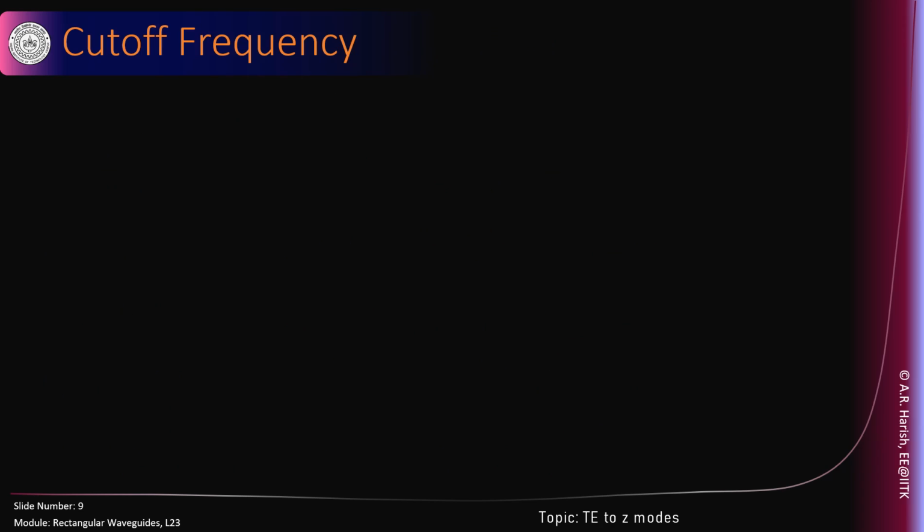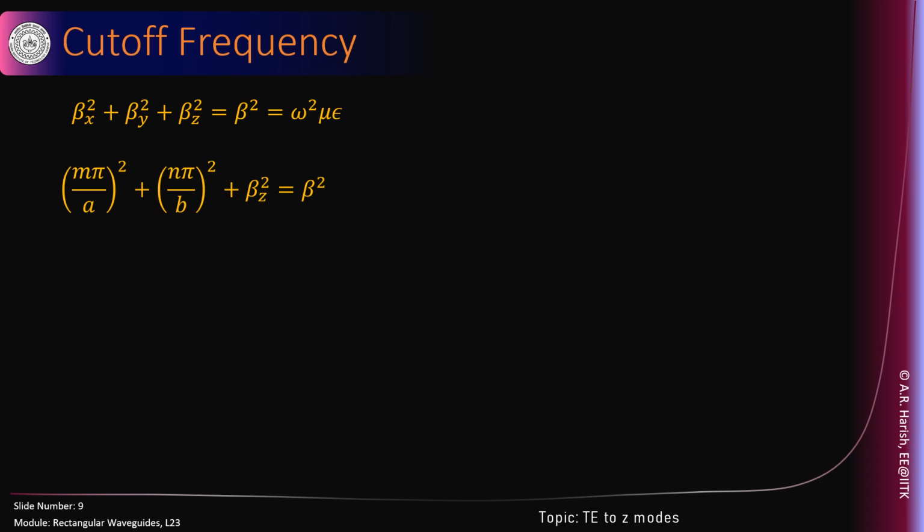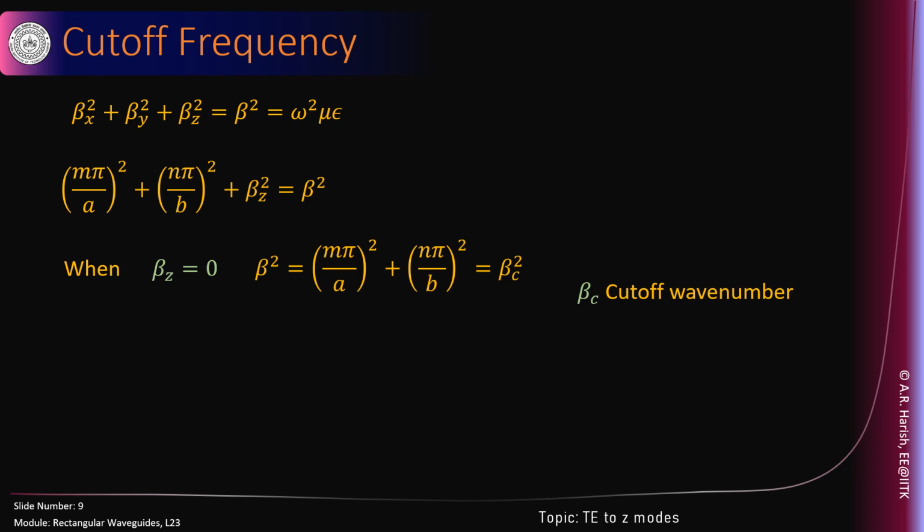Now, we'll look at the concept of cutoff frequency. We know this equation: beta x square plus beta y square plus beta z square is beta square, which is omega square mu epsilon. And beta x is m pi by a, beta y is n pi by b, and therefore we have this equation. Now we ask the question, when beta z is equal to 0, beta square is equal to (m pi by a) square plus (n pi by b) square, and we call this beta c square. We give a name for this: beta c is known as the cutoff wave number.